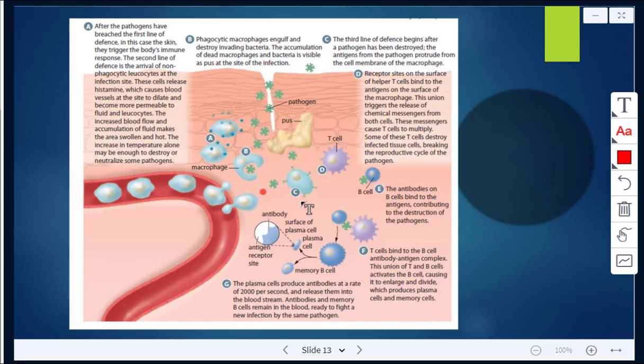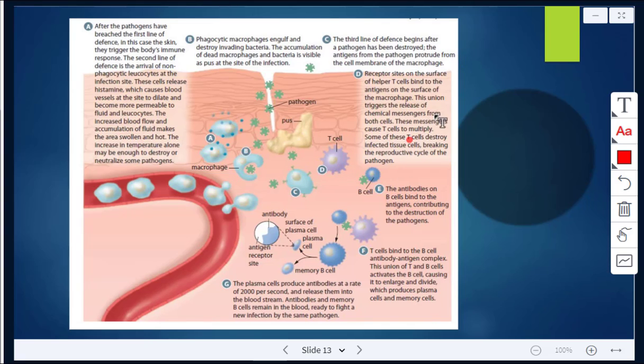Next is C. So in part C here, this is the third line of defense, which begins after a pathogen has been destroyed. The antigens from the pathogen protrude now from the cell membrane of the macrophage. So we can see them sticking out of the macrophage. These green parts that are sticking out on this macrophage, those are the antigens that came from the pathogen.